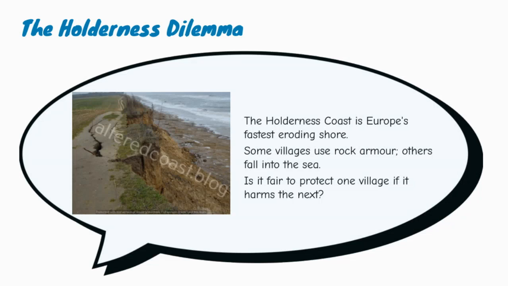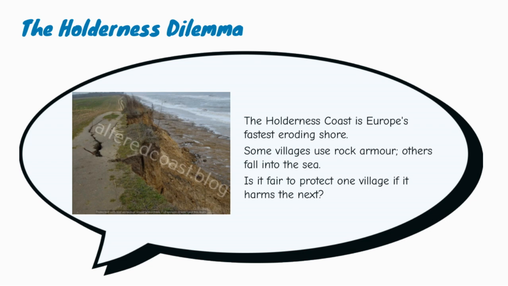Now let's look at a major UK example, the Holderness Coast. The Holderness Coast is often described as one of the fastest eroding coastlines in Europe. It is located on the east coast of England and is made largely of soft boulder clay, which is easily eroded by waves. Some villages and important sites are protected using strategies such as rock armor or groynes. But other areas are not protected and continue to erode.